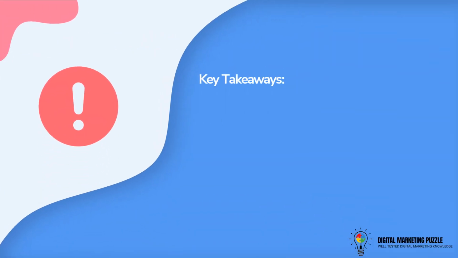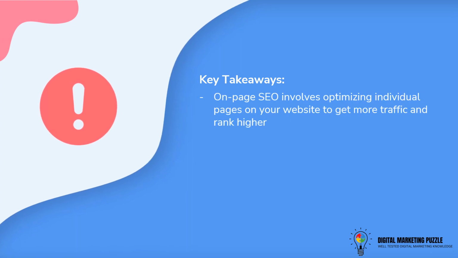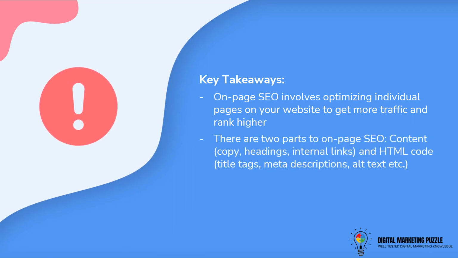Key takeaways. On-page SEO involves optimizing individual pages on your website to get more traffic and rank higher. There are two parts to on-page SEO: content, meaning copy, headings, and internal links; and HTML code, meaning title tags, meta descriptions, alt text, etc.